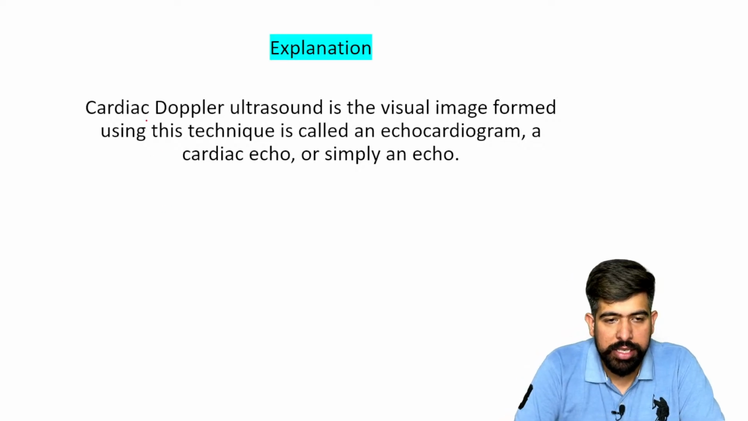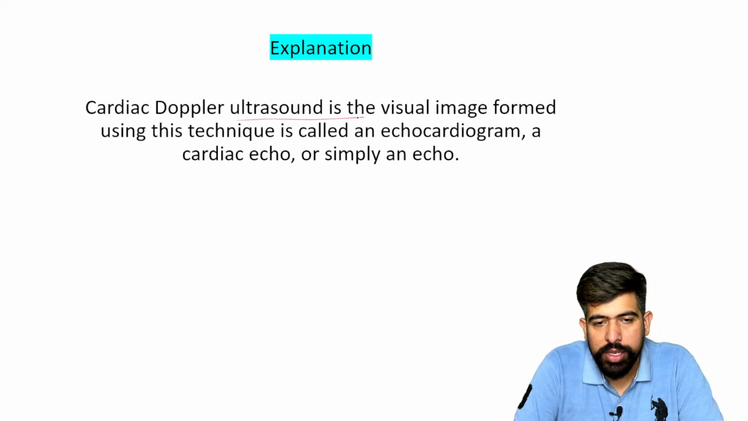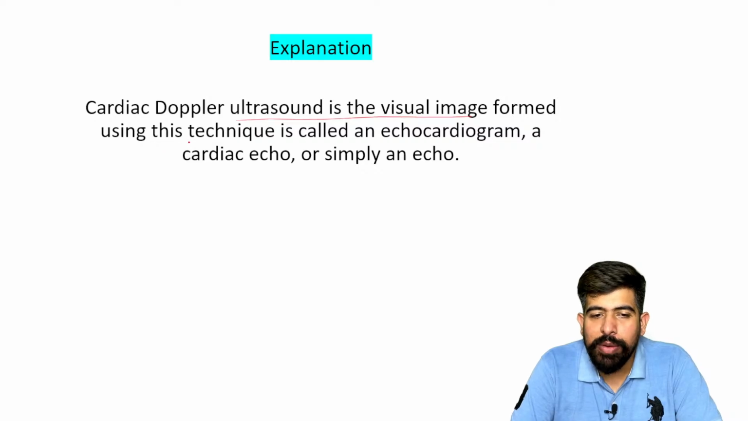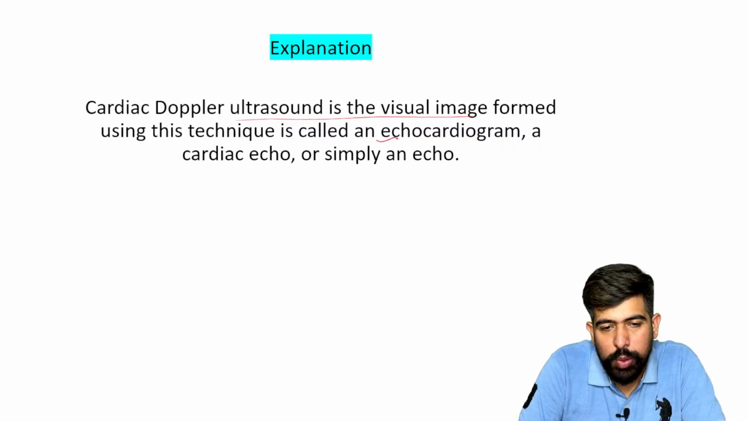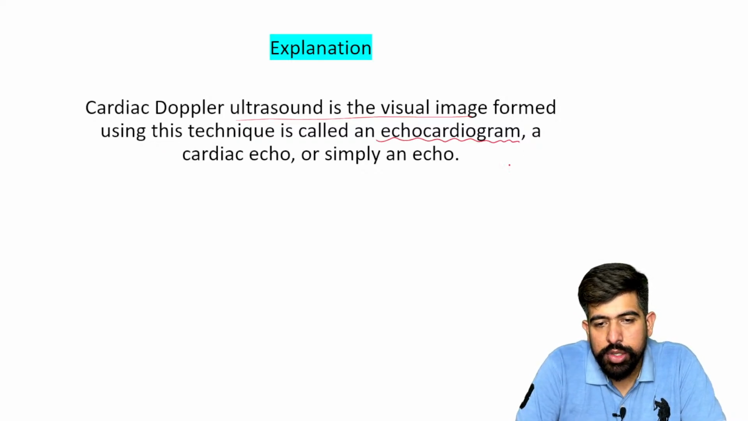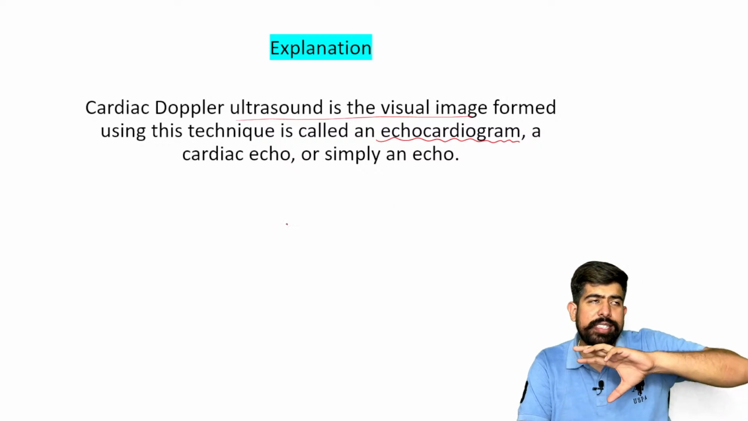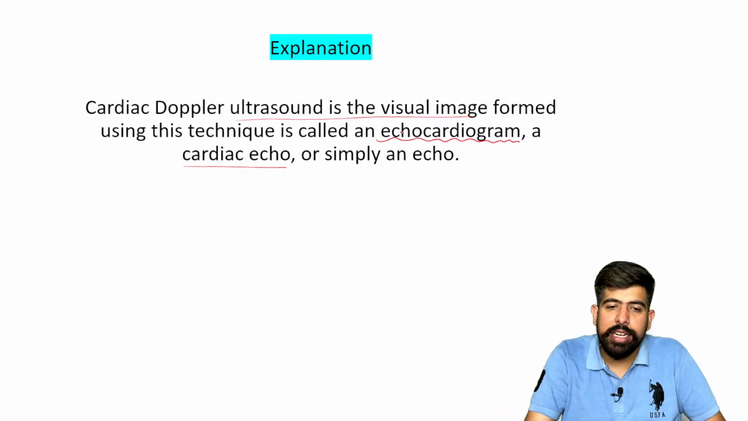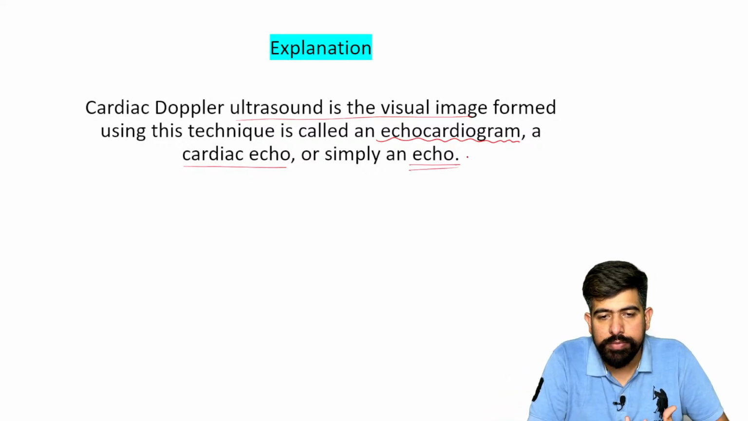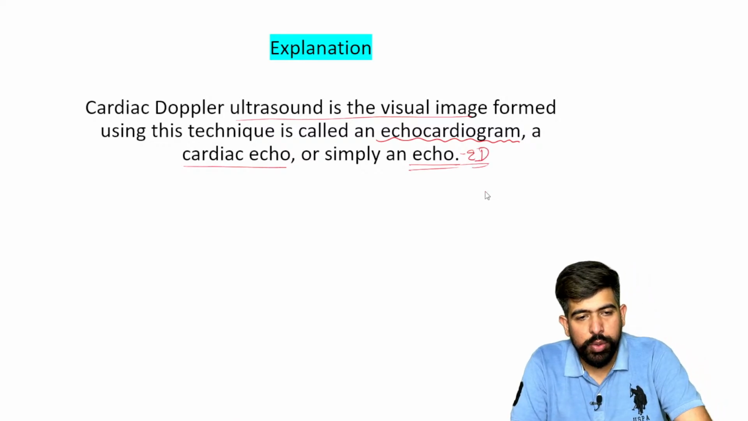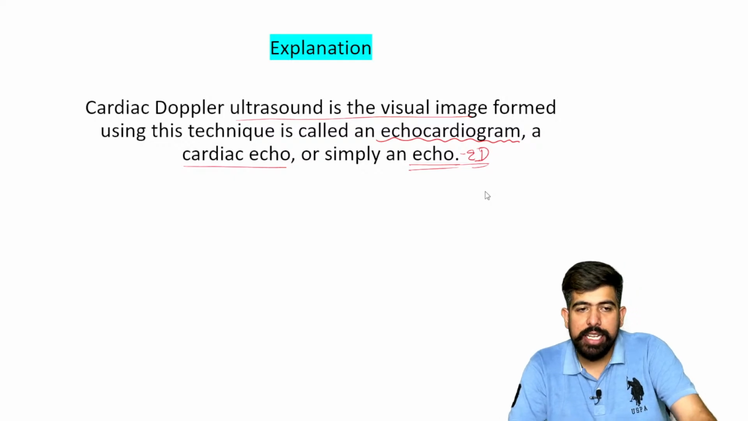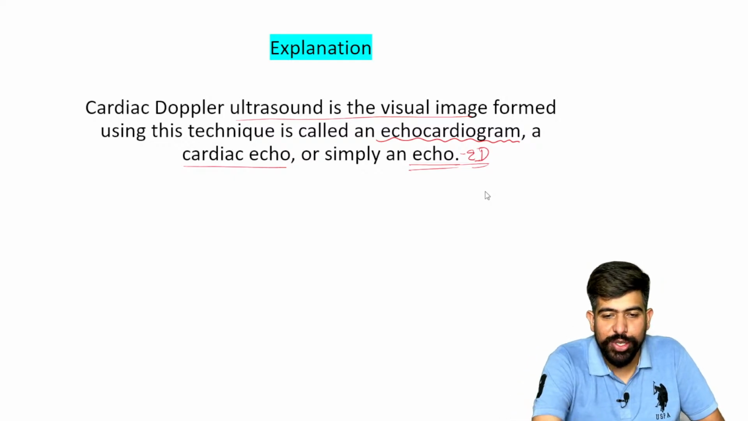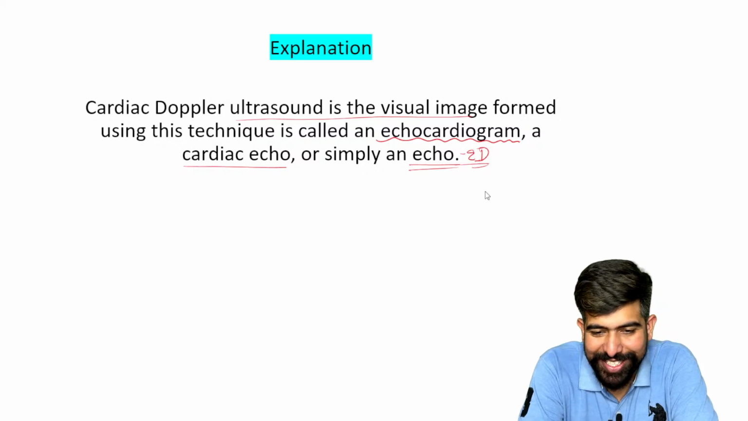A cardiac Doppler ultrasound is a visual image formed with the technique known as echocardiogram. So sometimes we say the cardiac echo, or the echocardiogram, and simply we say echo, right? 2D echo. Okay, clear? If they are asking you the name of the investigation, you should name the investigation.